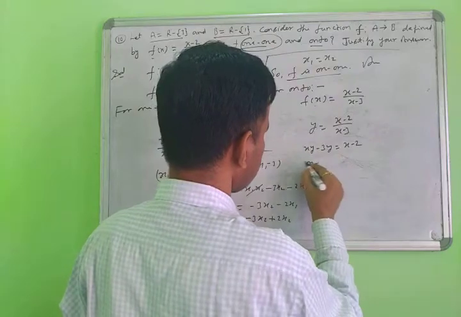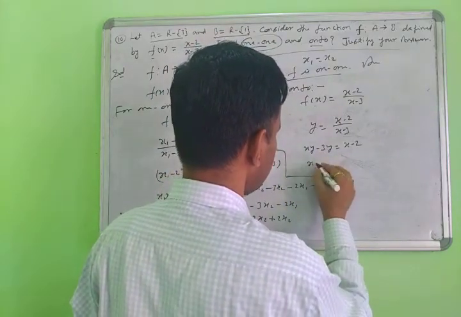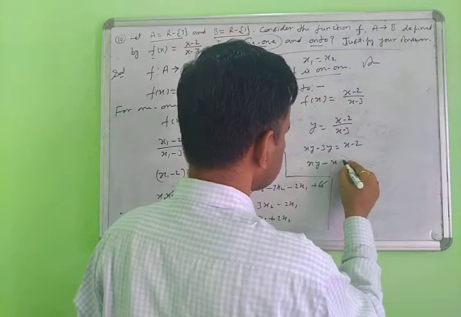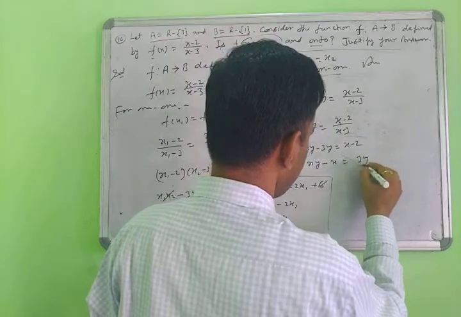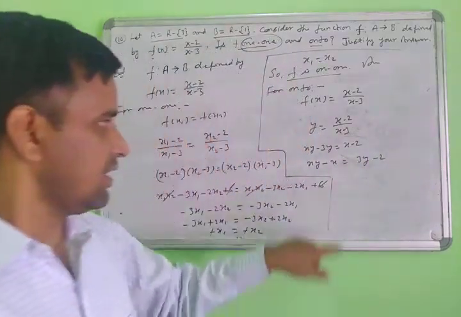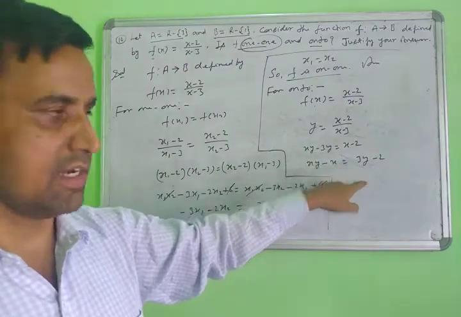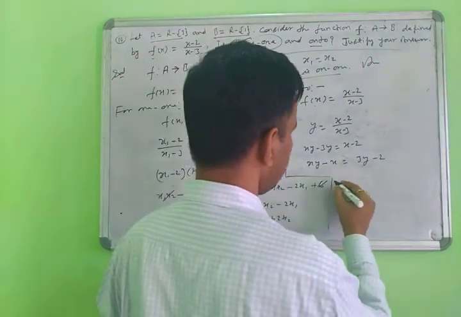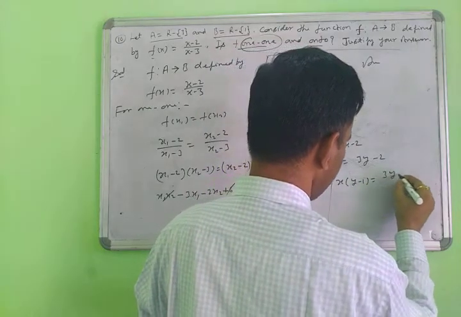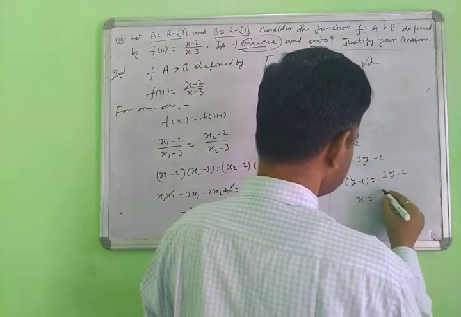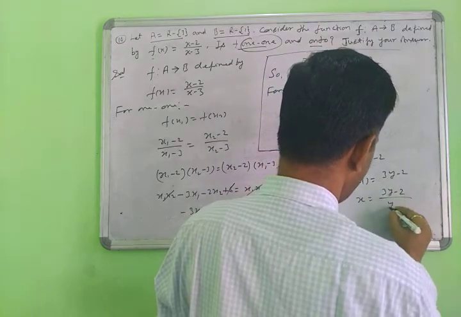Taking x terms together: xy minus x equals 3y minus 2. Now look here, this x is transposed to the left side and this 3y is transposed to the right side. Taking x common, x(y minus 1) equals 3y minus 2. What is the value of x? It is (3y minus 2) upon (y minus 1).